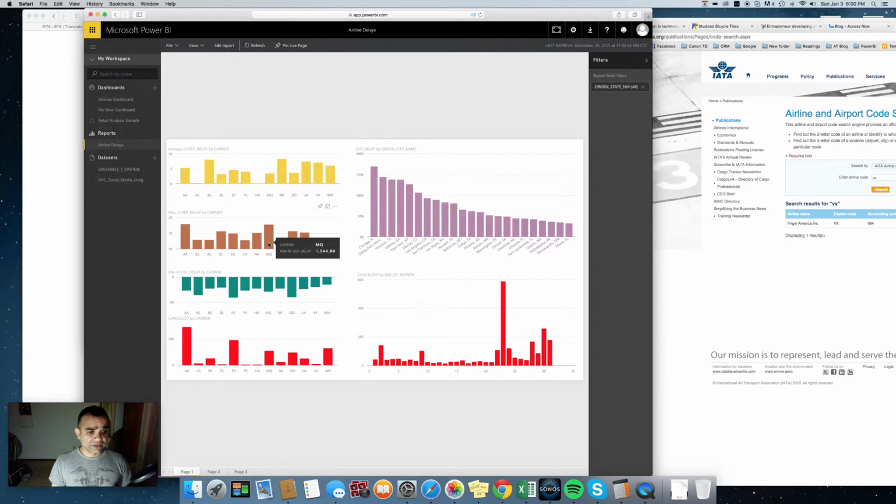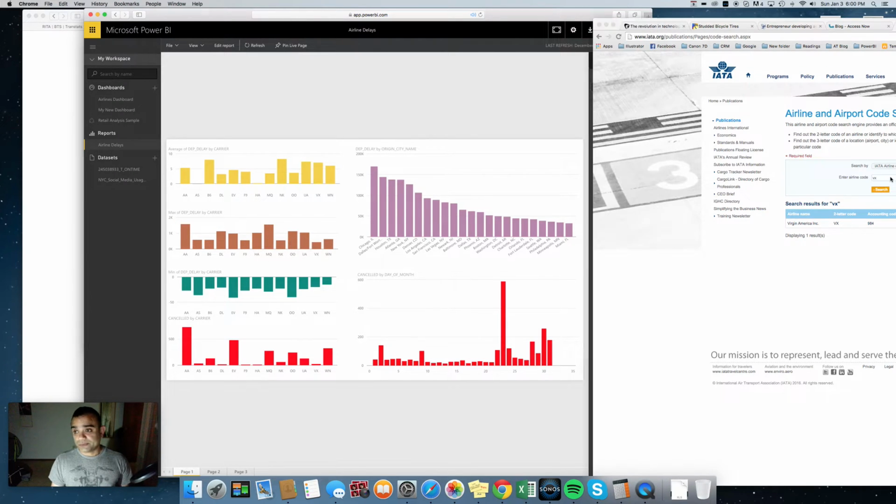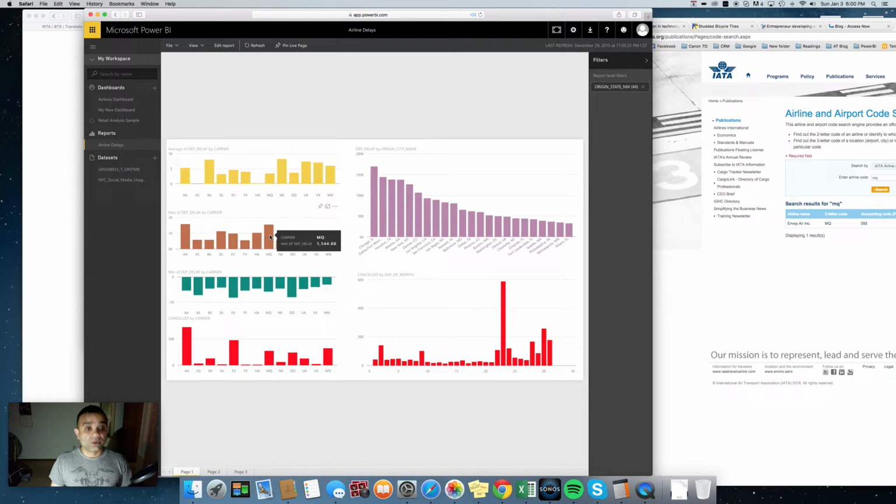And then there are several others, MQ, whatever that is. Let's find out real quick. Envoy, yeah, of course. Envoy is also American. So this one was delayed by 1,544 minutes, and then UA was 1,037. So this chart essentially is showing me the maximum amount of time that a flight was delayed by.